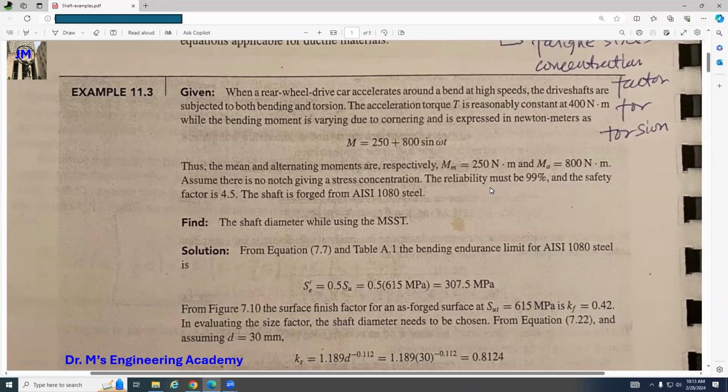So I also know the torque. Okay, the torque is a constant. The torque is a constant. That means that the mean torque Tm equals T. Right? Because this guy is constant, and my Ta equals 0. Here there is no range. It's because this guy is constant.